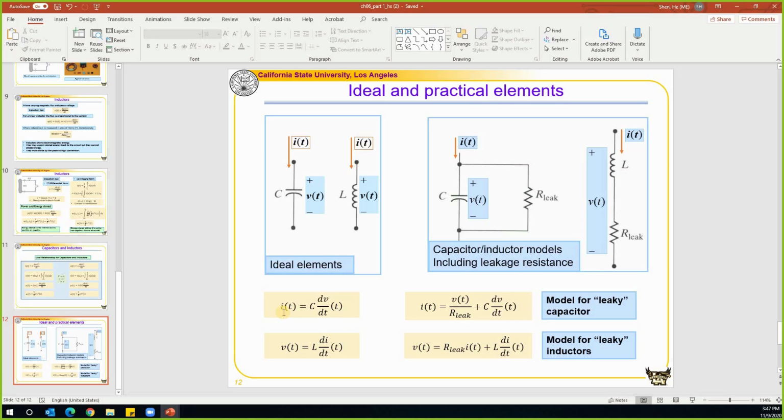For the ideal case, the current through this capacitor is equal to C dv/dt. In reality, where we have the leaky capacitor, the model for a leaky capacitor, in addition to this term, also has another term, which is voltage divided by the leakage resistance. For inductors, this is the ideal case. The voltage on the inductor is equal to L di/dt. But in reality, the voltage on the inductor is equal to two parts: the voltage drop on this inductor and also the voltage drop on this leakage resistor. So it is composed of these two parts, L di/dt plus the current i times R leak.